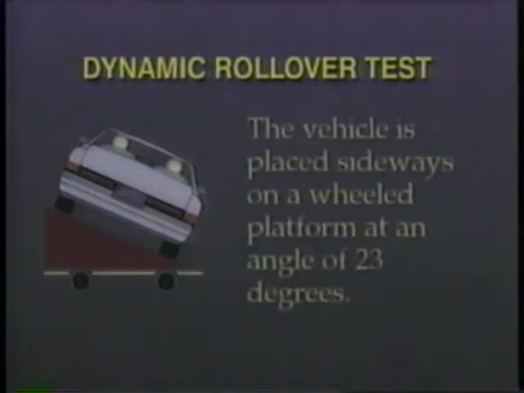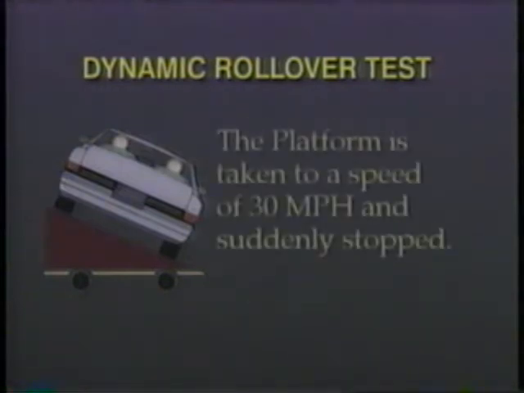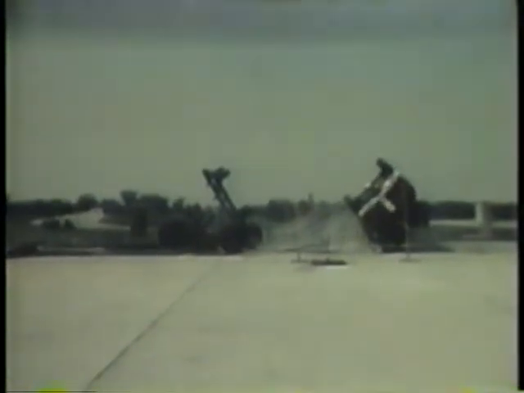Another crush resistance test is the dynamic rollover test. Here, crash test dummies are placed in the test vehicle, and the vehicle is placed sideways on a wheeled platform at an angle of 23 degrees. The platform is taken to a speed of 30 miles per hour and suddenly stopped, which flips the vehicle over. After this test, data collected from the dummy sensors is examined to determine how the rollover would have affected human occupants.